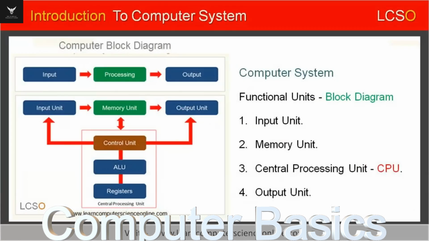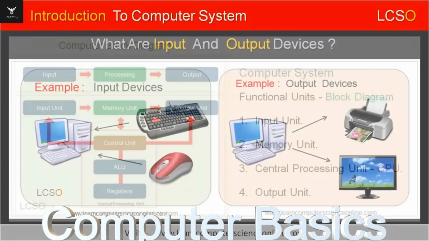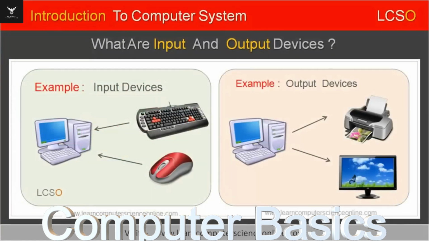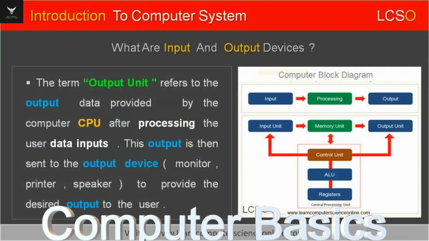The fourth unit of the computer is called the output unit. The output unit consists of various output devices connected to the computer system, such as display monitor, printer, projector, and other output devices. The main function of the output unit is to present the processed data by the computer.